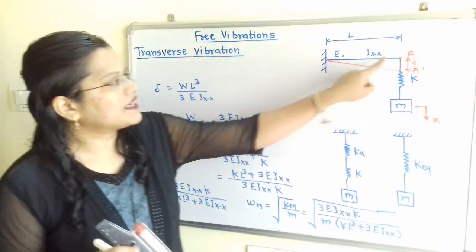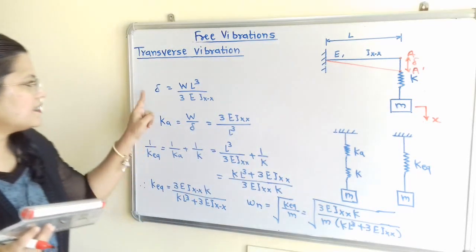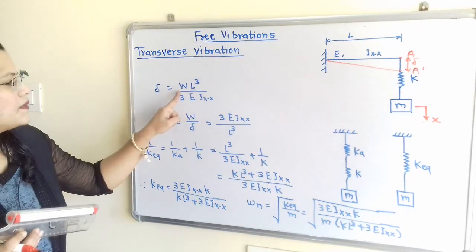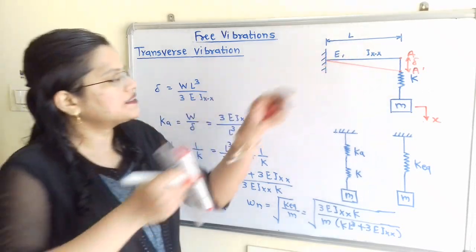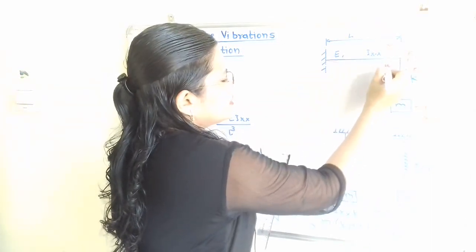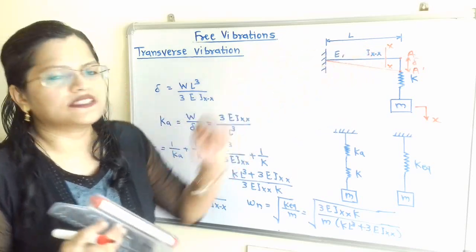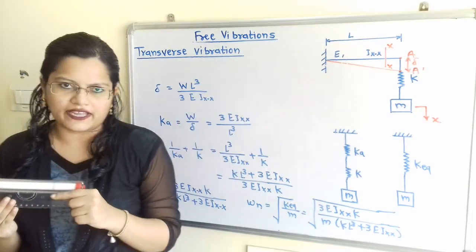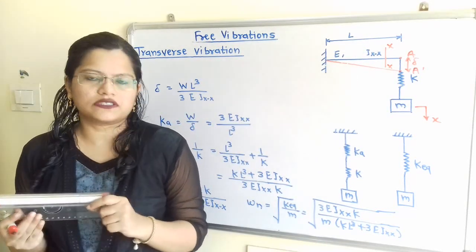Now for this cantilever beam, how can we define this delta? Delta is equal to WL cube divided by 3EIxx. Here xx is any cross section along this rigid rod or cantilever beam. Along this section xx, the moment of inertia I is mentioned in the diagram, so we have to consider it.